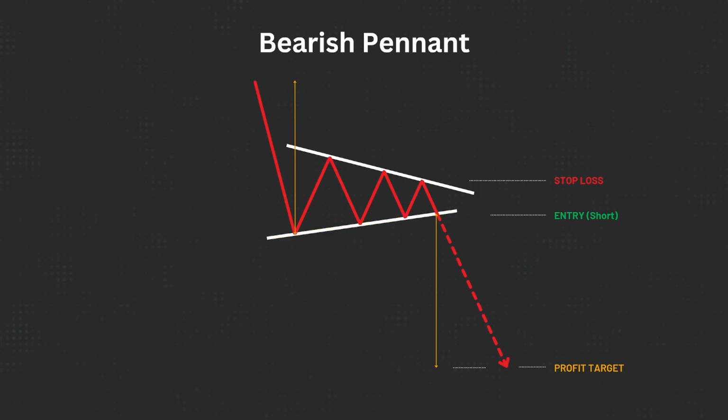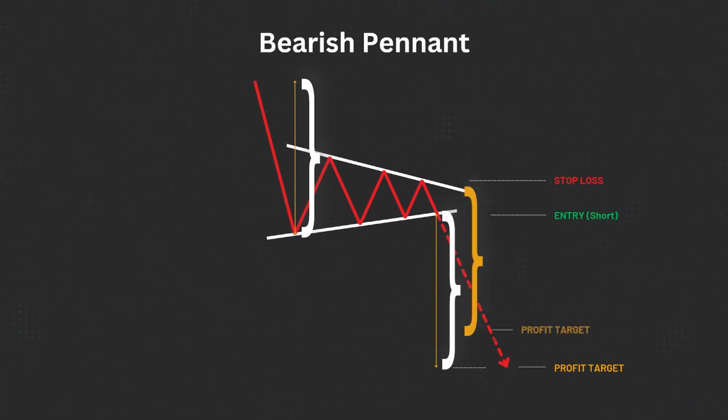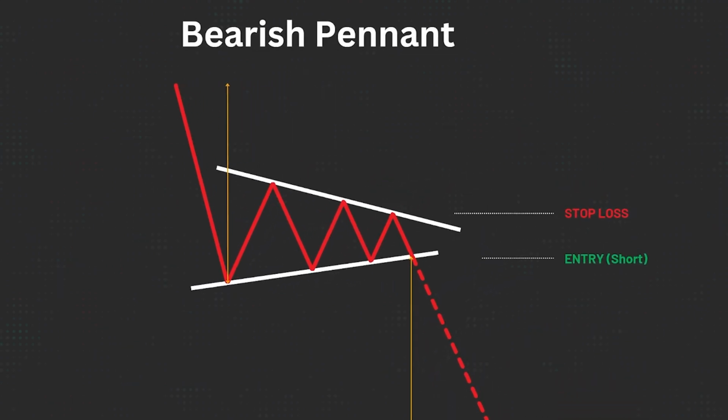For profit taking, the ideal target is typically the same distance from the lower trend line as the height of the flagpole. A more conservative approach, similar to the bear flag, would be measuring the same distance from the top trend line instead of the breakout point from the lower trend line. The optimal stop loss is placed just above the upper trend line.